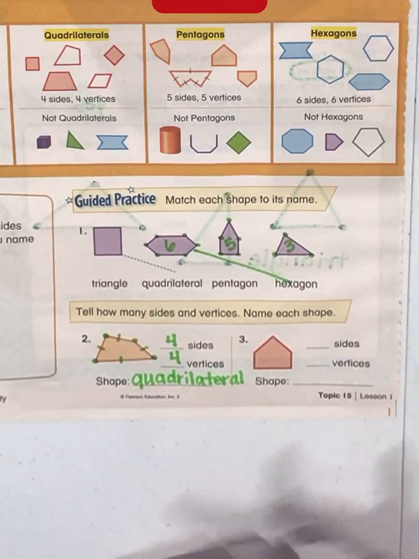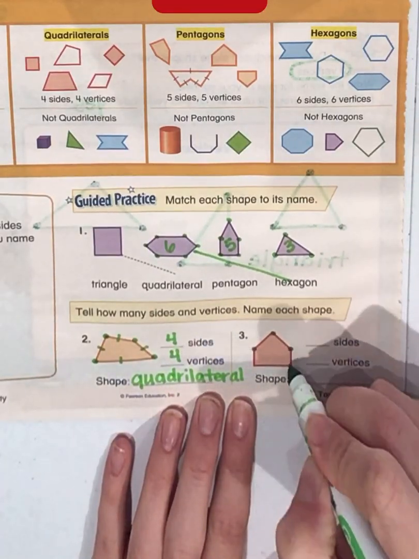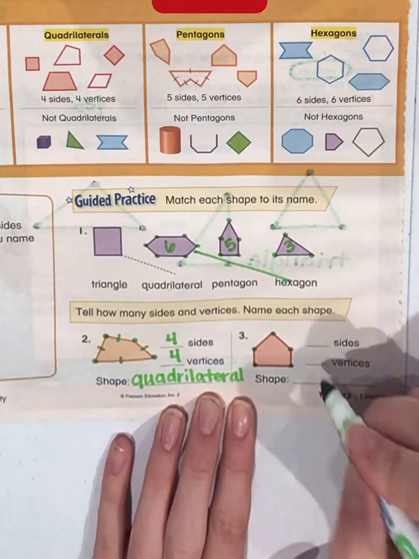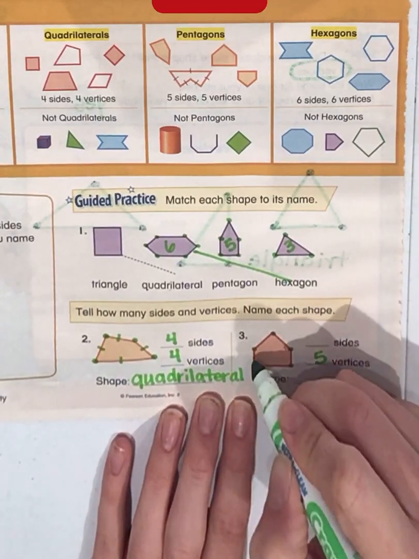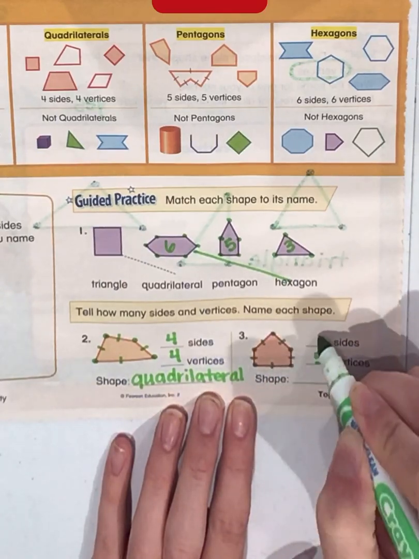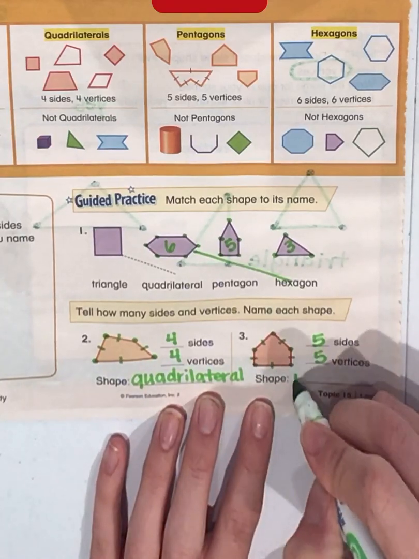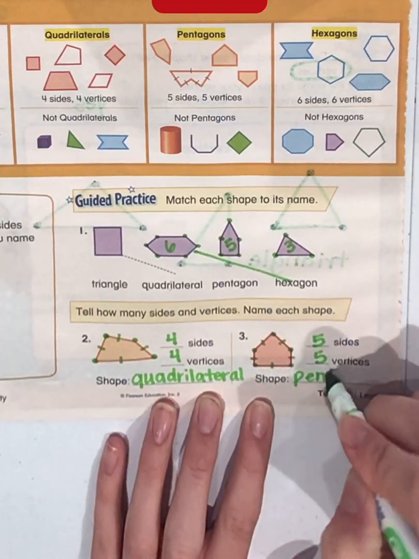All right, let's look at number 3. I'm going to count my vertices first. I have 5 vertices, and if I count my sides, 1, 2, 3, 4, 5 sides. A shape that has 5 sides and 5 vertices is called a pentagon.